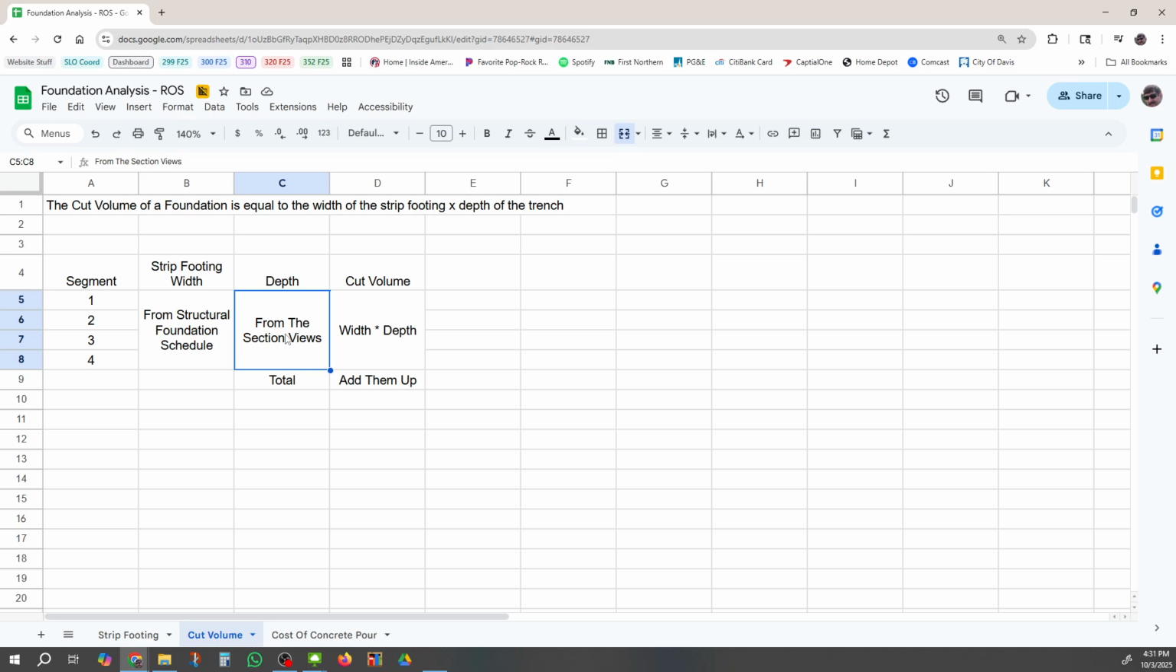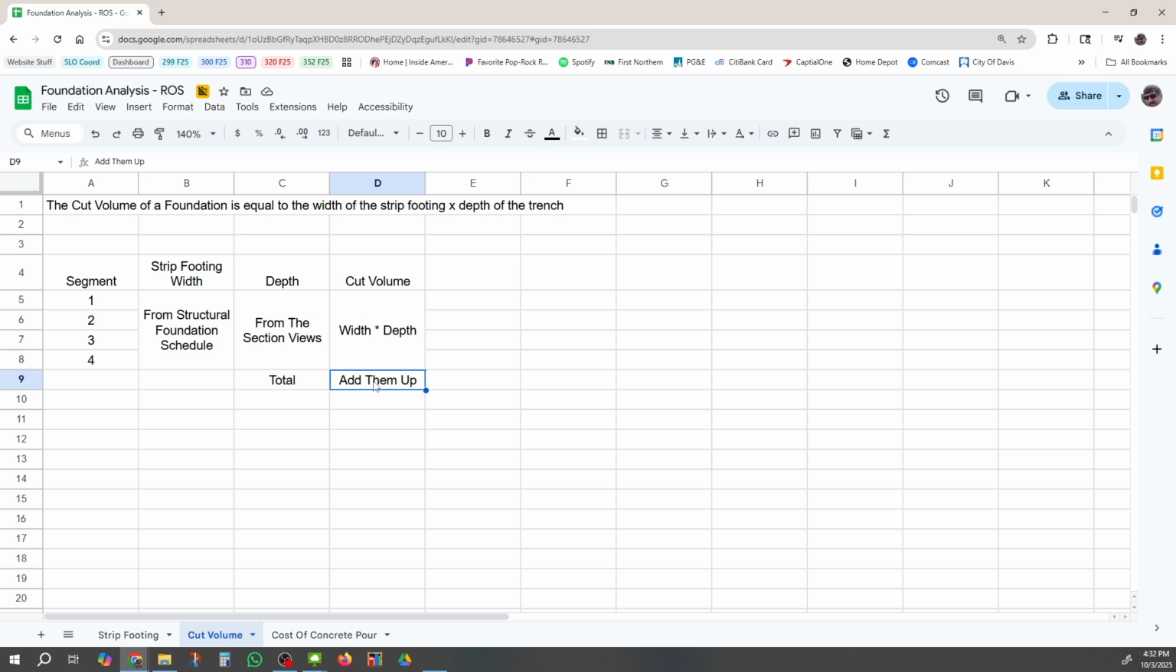From the depth, you'll go to the section views, measure from the bottom of the strip footing to the top of the grade, the ground, and use that for the depth. I would do it in both directions just to be sure. In other words, the east-west and the north-south. And then for each segment, you multiply the width times the depth. Once you've got all those, you add them up, and that's your total cut volume.